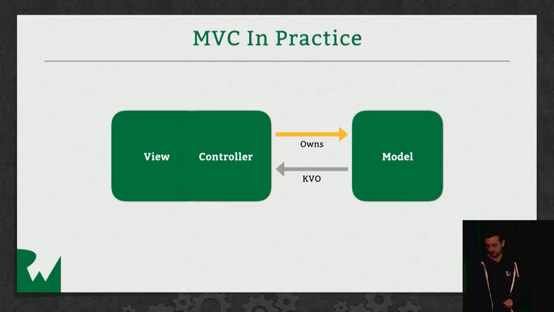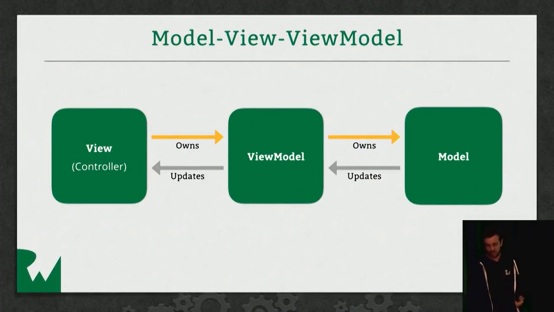So this is what we normally have, and we all know that it leads to pretty terrible, ugly code. So what is MVVM? MVVM takes very similar ideas as MVC. You can see it still has the three different components. Let's take a look at each one. The model stays the exact same. It's still just our basic data layer.